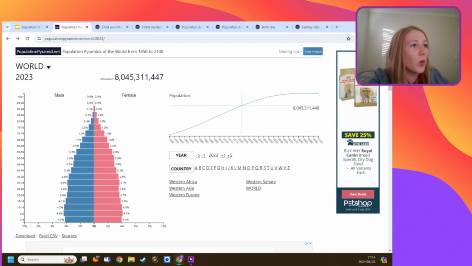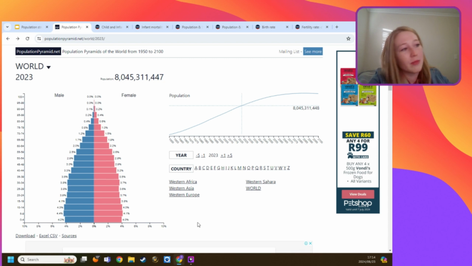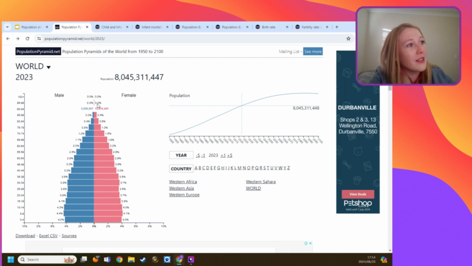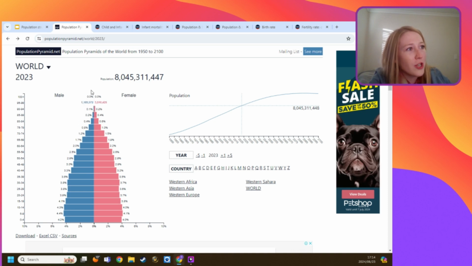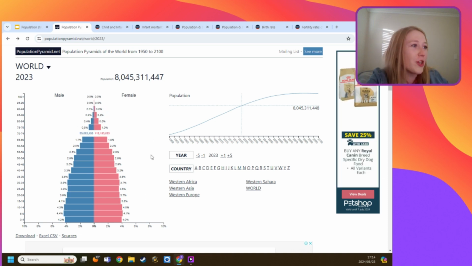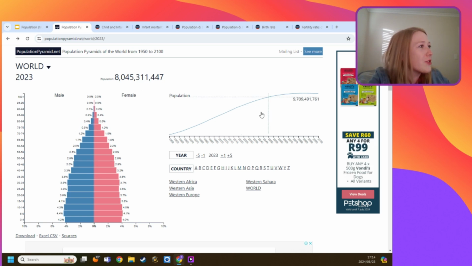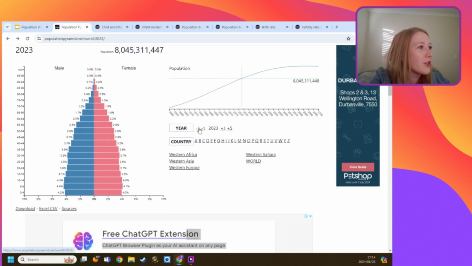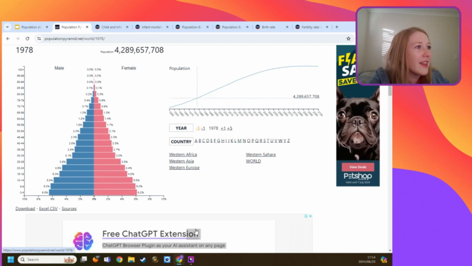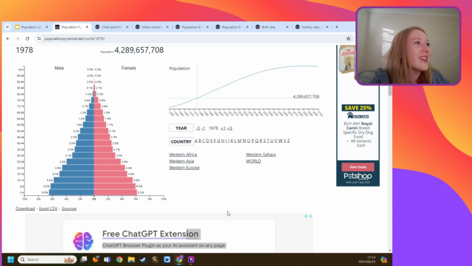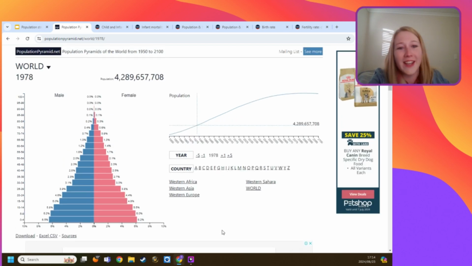So this is the world's population pyramid. It's from last year, but it's fine, we'll make do. And you can see that it has this narrow top. It's not really great at showing you why it's called a pyramid, but it used to, let's see if we can find an older version back a few years. There we go. That's when it was still a pyramid in 1978.